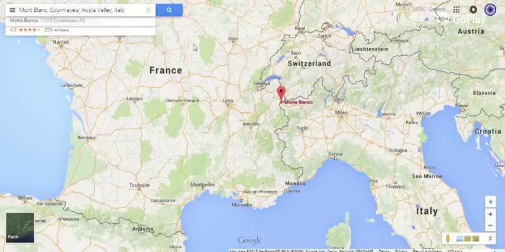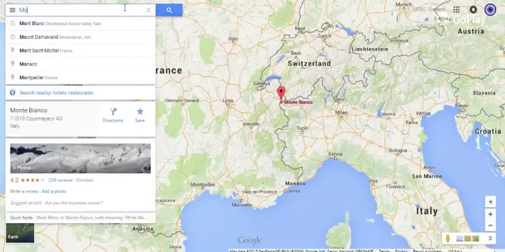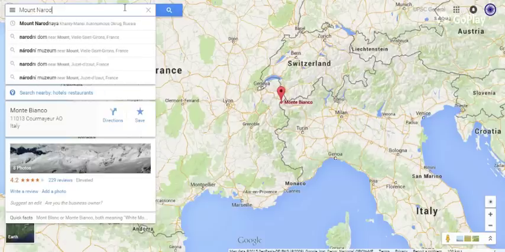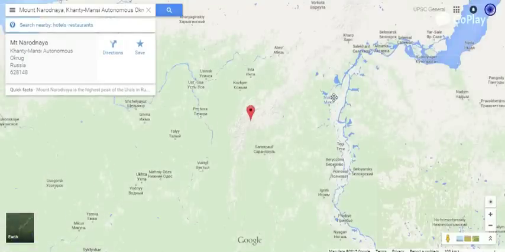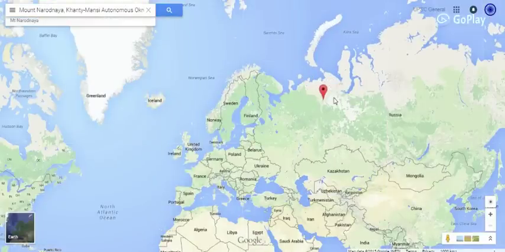And next let's look at Mount Narodnaya. Mount Narodnaya is in Russia. It is the highest peak in the Ural mountain range. This Ural mountain range forms the natural border between Europe and Asia. It also acts as a water divide for various rivers. And it is the highest mountain peak outside the Caucasus.